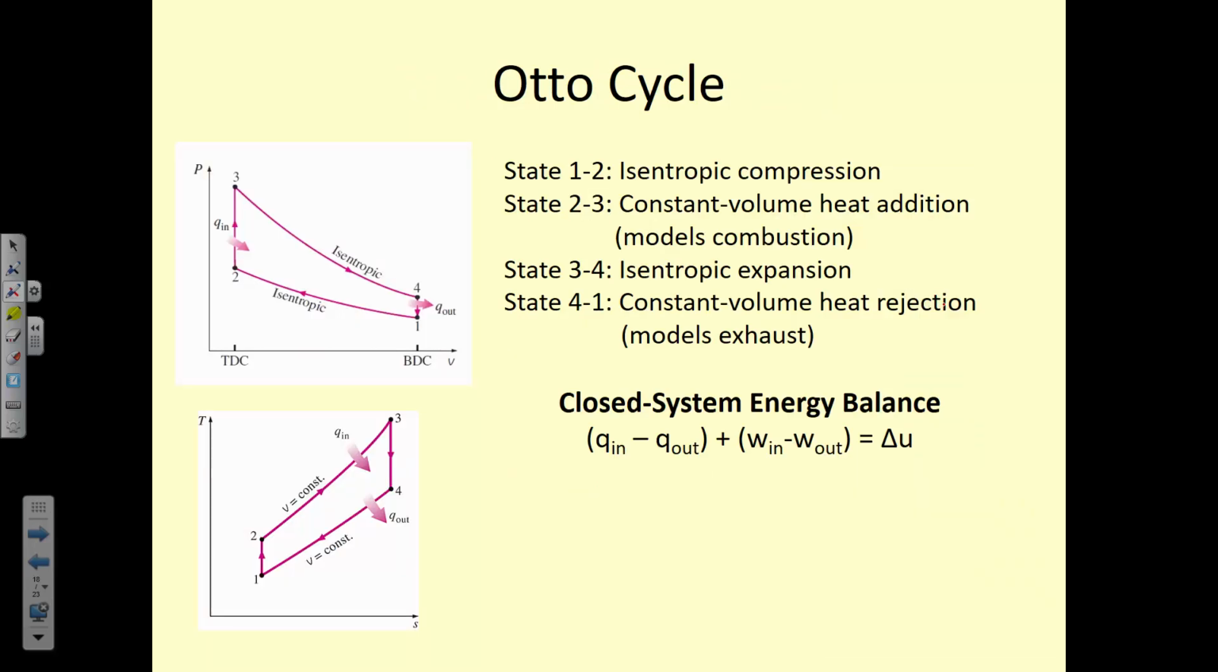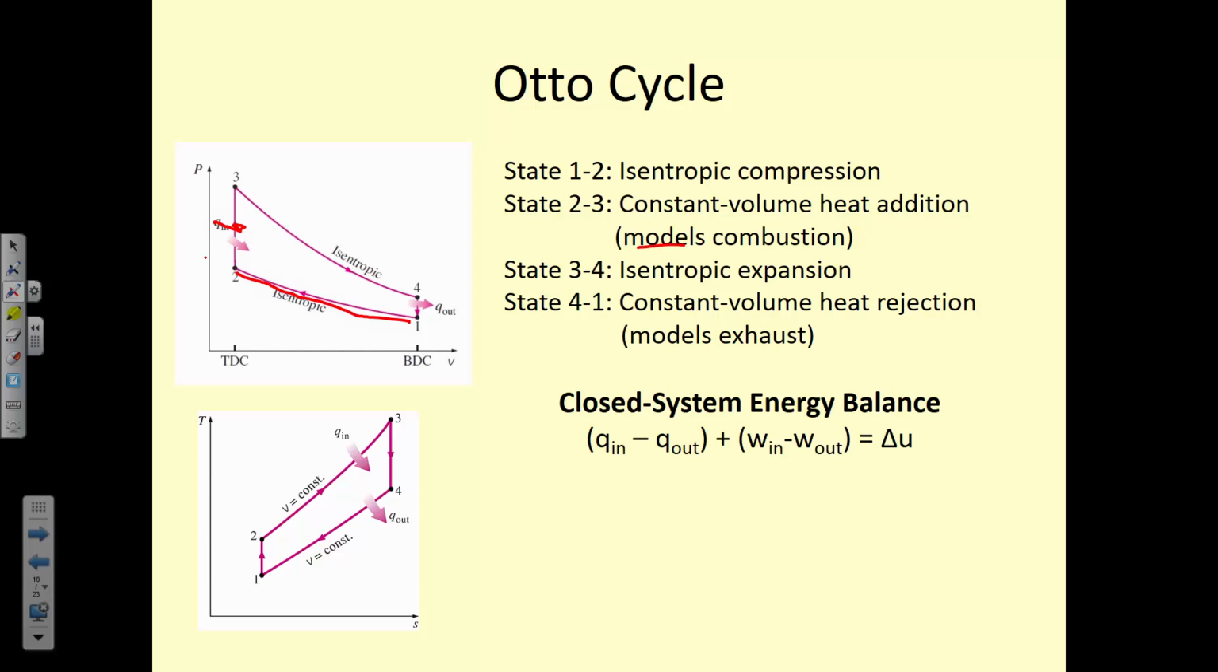Okay, so the Otto cycle, we can look at it on a PV and a TS diagram. The idealized version of it is that state 1 to 2 is an isentropic compression process. So this is as that piston cylinder is moving up. State 2 to 3 is just modeled as a constant volume heat addition.